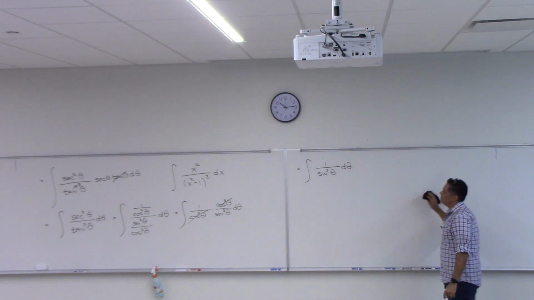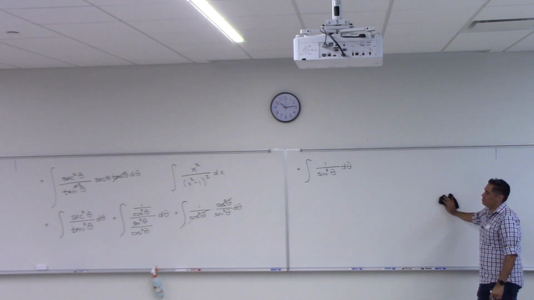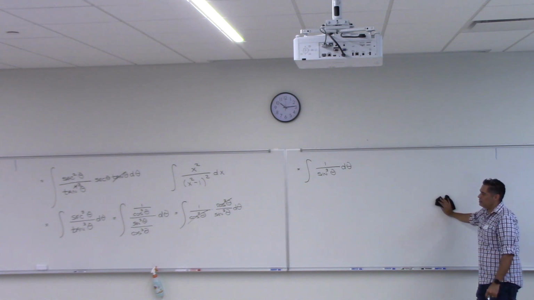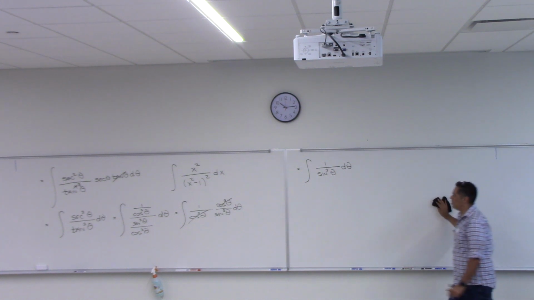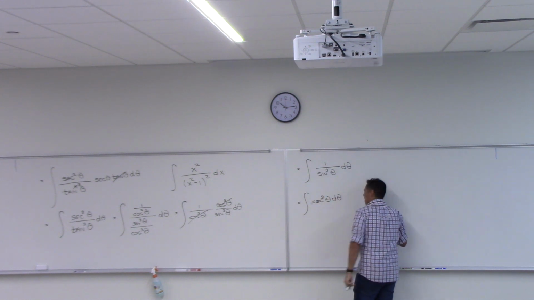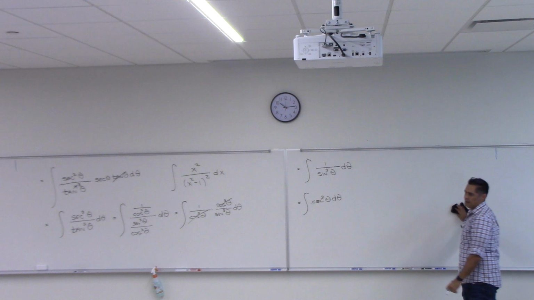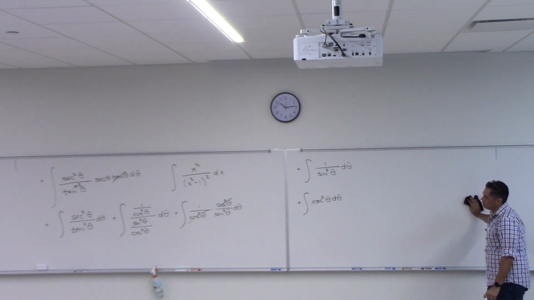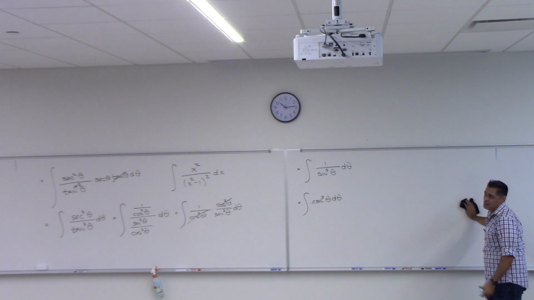Damn it. I was really hoping that would be sine squared, because if it was sine squared, that would really be what? Cosecant squared? And I know the antiderivative of cosecant squared. But it's not. It's cosecant cubed theta d theta. Damn it. Well, I'm sighing because there's no way I'm finishing this.